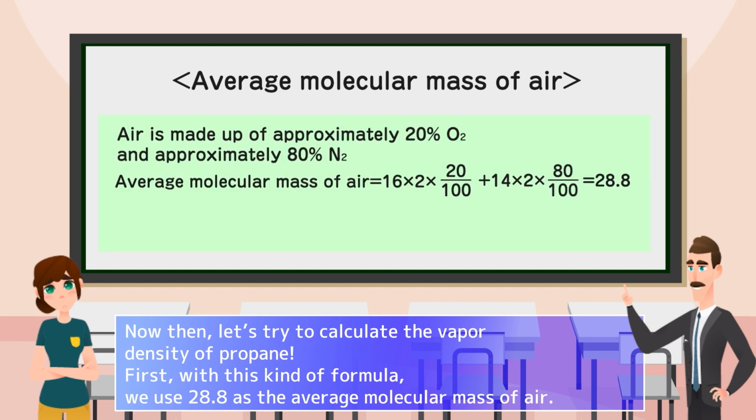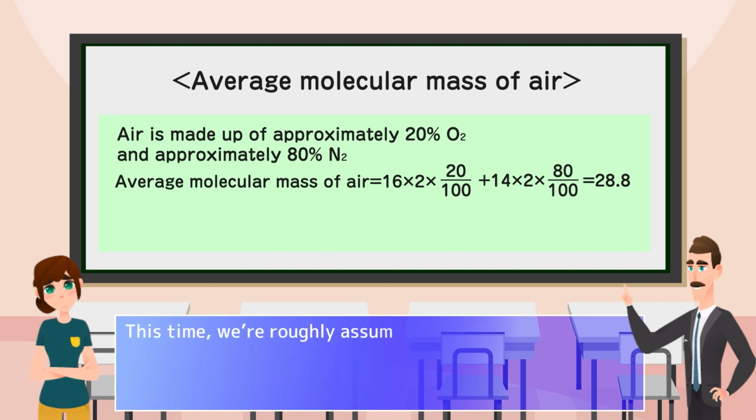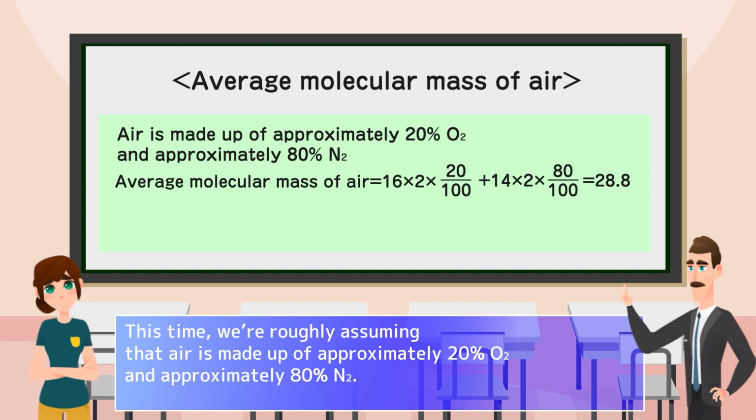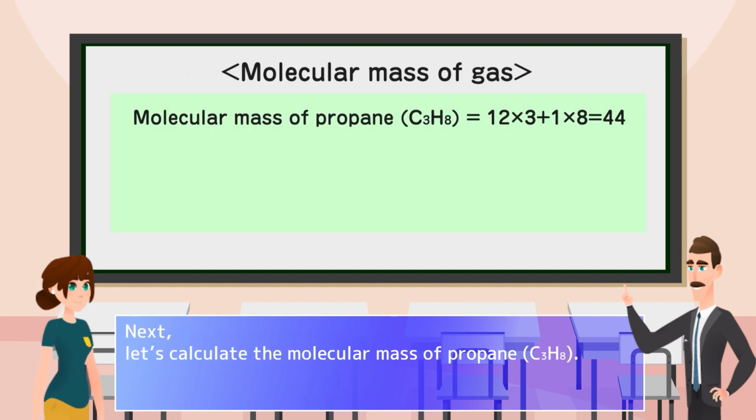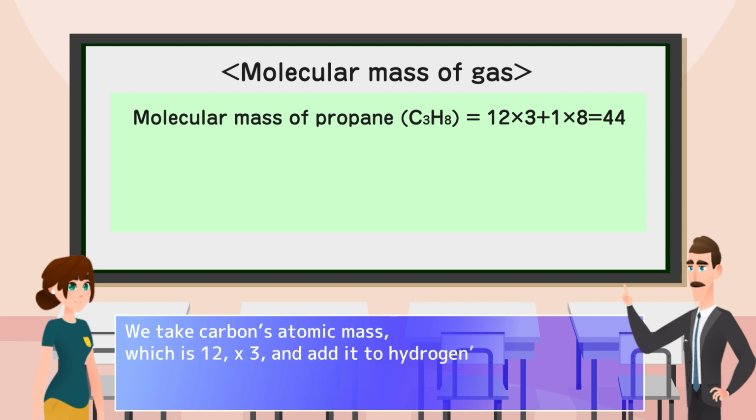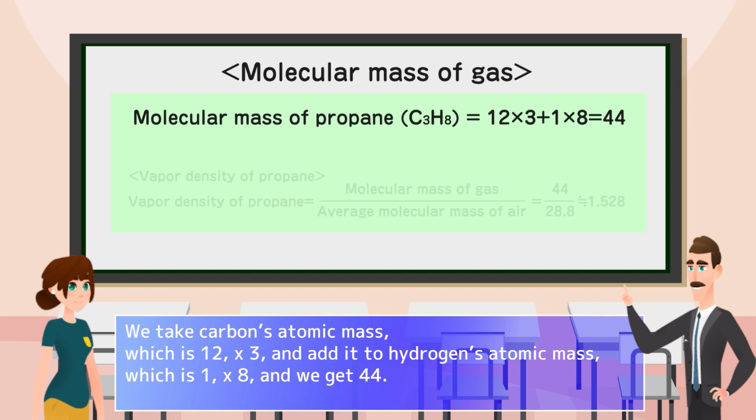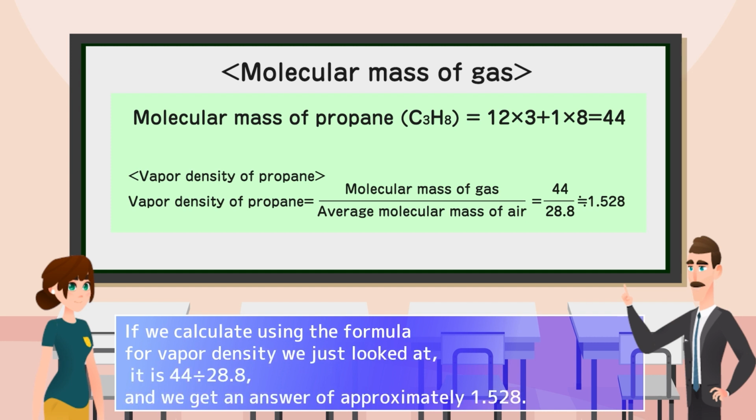First, with this kind of formula, we use 28.8 as the average molecular mass of air. This time, we're roughly assuming that air is made up of approximately 20% O2 and approximately 80% N2. Next, let's calculate the molecular mass of propane C3H8. We take carbon's atomic mass, which is 12, x3, and add it to hydrogen's atomic mass, which is 1, x8, and we get 44. If we calculate using the formula for vapor density we just looked at, it is 44 divided by 28.8, and we get an answer of approximately 1.528.